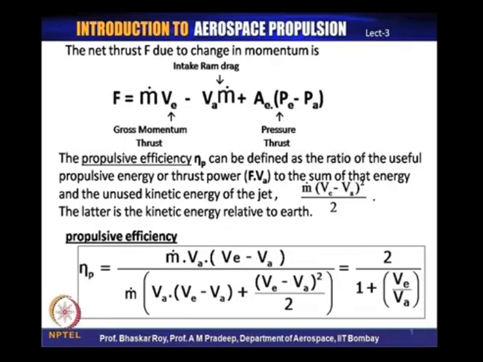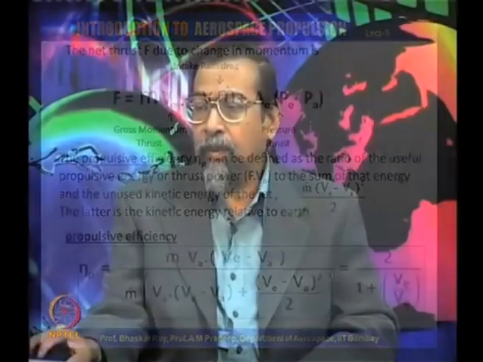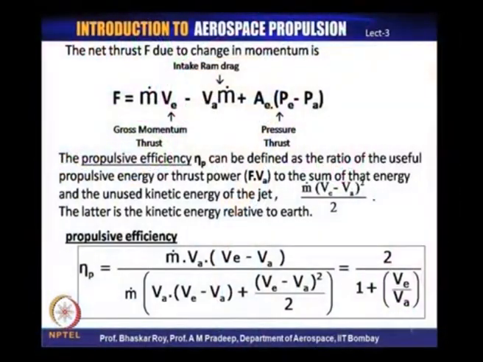The other parameter which often defines the action of a propulsive device is simply referred to as propulsive efficiency. Now, propulsive efficiency, which we had a look at in the previous lecture, can be formally defined now as a ratio of the useful propulsive energy that is available at the end of the propulsive process to the thrust power that is produced. And that, if you take the ratio to that of the used and unused kinetic energy of the jet.